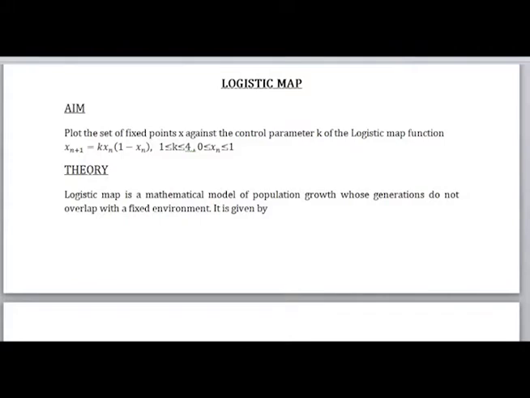So our question is, plot the set of fixed points x against the control parameter k for the logistic map function x_(n+1) = k x_n (1 - x_n), for the value of k lying between 1 and 4 and x_n between 0 and 1.